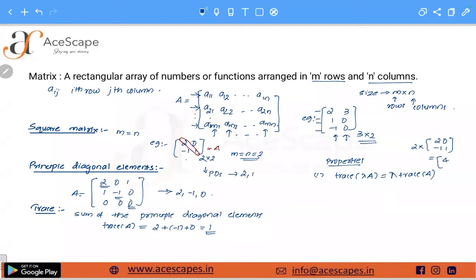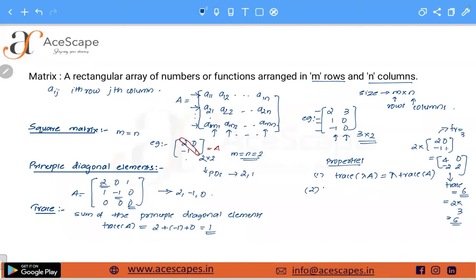So the resulting matrix will be 4, 0, -2, 2. So what is the trace of this matrix? Trace equals 4 plus 2, which is 6, which is equal to 2 times the trace of the original matrix. The trace of that matrix is 3. So this will be 2 into 3, equal to 6. So this is one property.